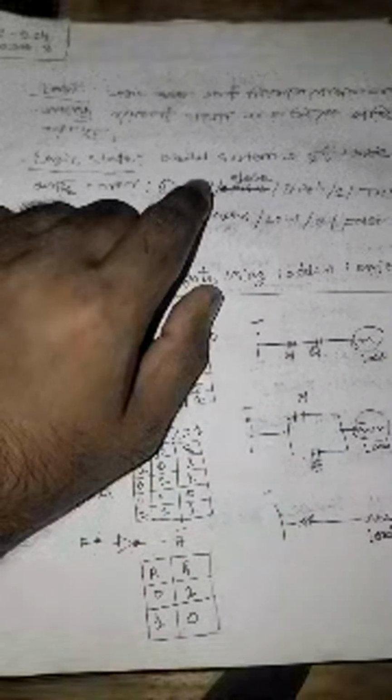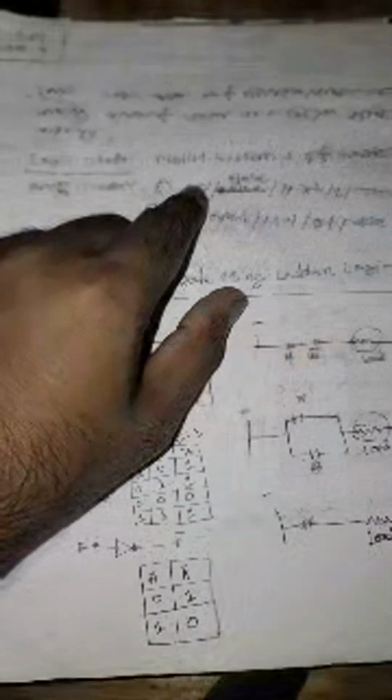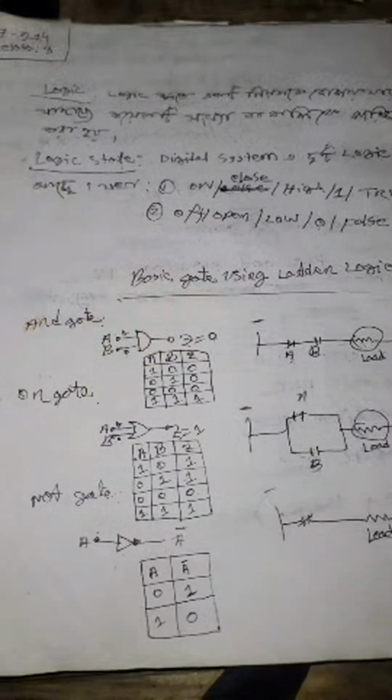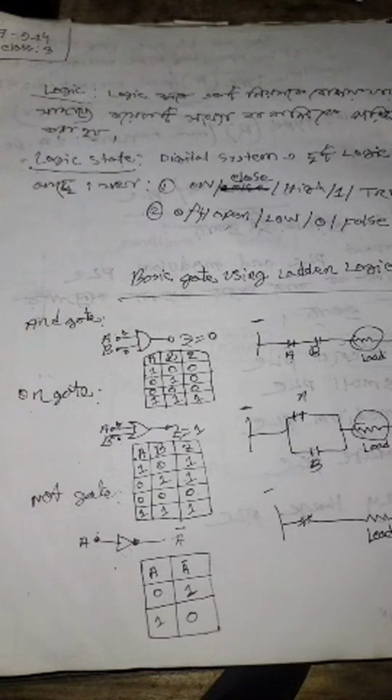In a digital system there are two types of logic state: on, close, high, one, true, and off, open, low, zero, false. When we say on, close, high, one, true, then the load is on. When the load is off, we say off, open, low, zero, false. These categories are binary and others are mixed.